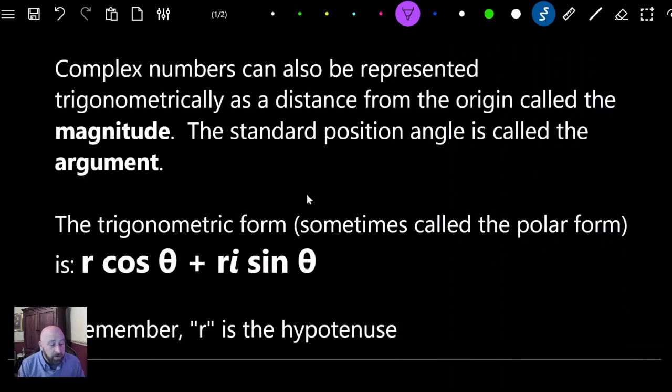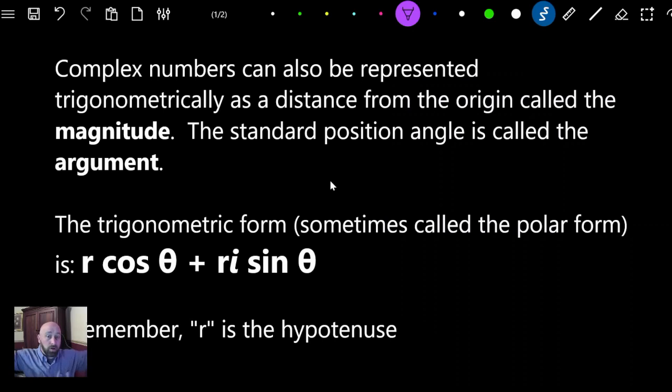Now, look down here. It says complex numbers can also be represented trigonometrically as a distance from the origin called the magnitude. Maybe you remember back from the beginning of this class, and in geometry you probably learned a little bit about the idea of magnitude. What is magnitude? Also, maybe in science class you learned a little bit about it. Magnitude is basically the size of something, how big it is. And if you remember right, with an angle, you could have longer rays on your angle, but the magnitude is based in the degree or how big the opening is of your angle.